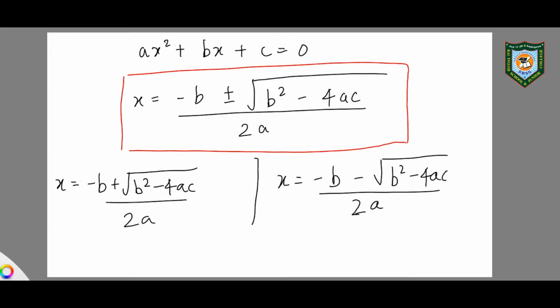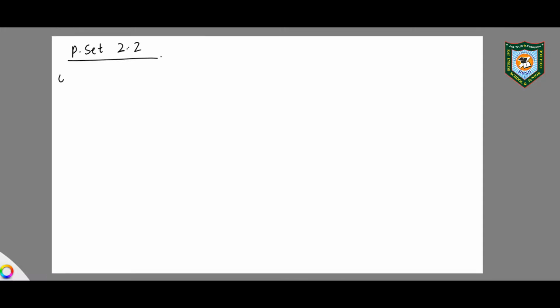We're going to take a few random examples. We're going to solve them by the factorization method first, and then we'll check if the formula method gives us the same answer. So here I'm going to pick a question from practice set 2.2, as that was our factorization practice set 2.2. I'm going to pick question number 1, sub question 2.